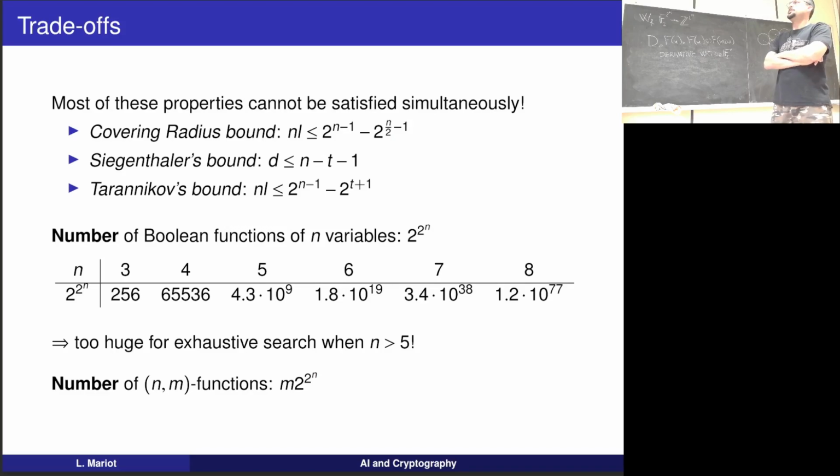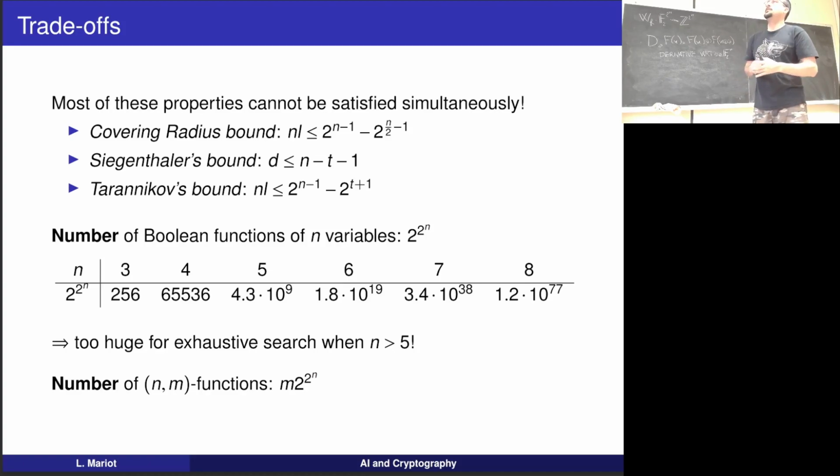And then Tarannikov's bound, which is actually a consequence of Sarkar-Mitra's bound, relates the nonlinearity to the order of resiliency. So the nonlinearity must be at most 2 to the power of n minus 1 minus 2 to the power of t plus 1. So again, it means that the more nonlinear a function is, the less resilient it is in a certain sense.